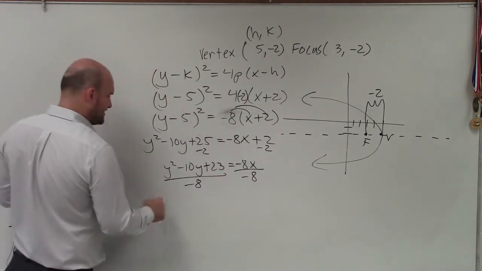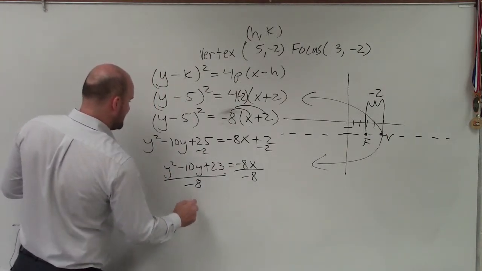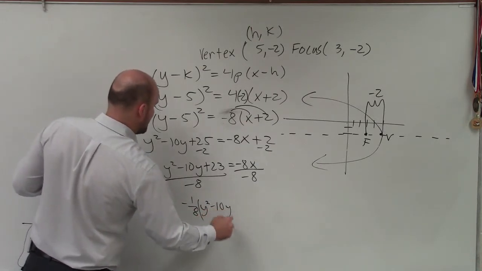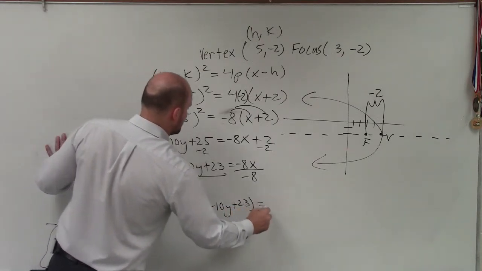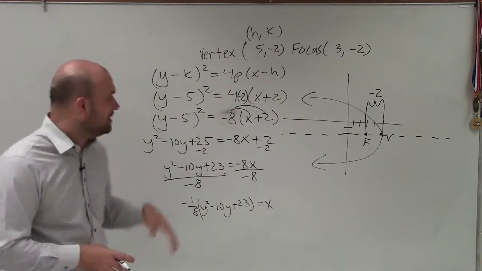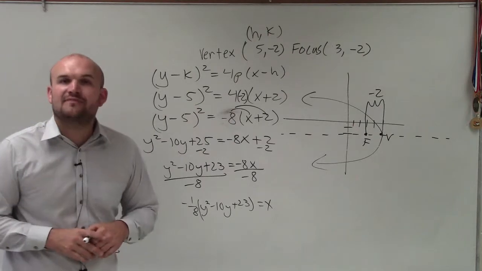Since none of those are factors of -8, I'll just rewrite that as -1/8 times y squared minus 10y plus 23 equals x. So there you go, ladies and gentlemen. That is how you write the equation of your parabola when given your vertex and the focus. Thanks.